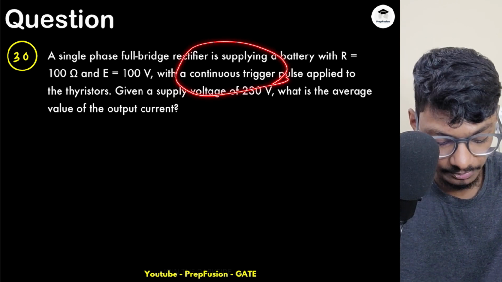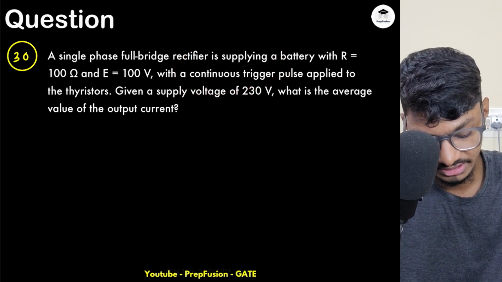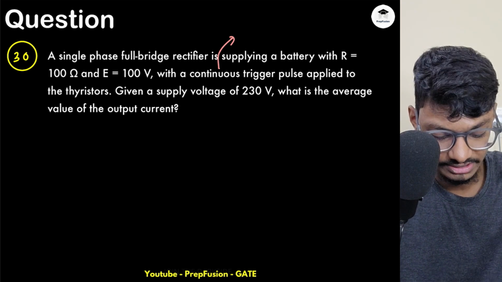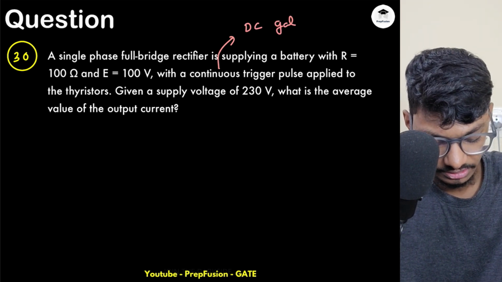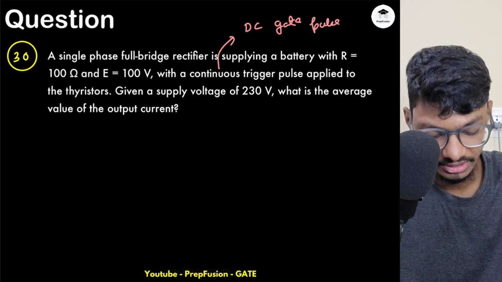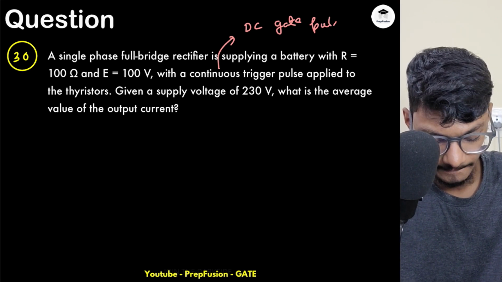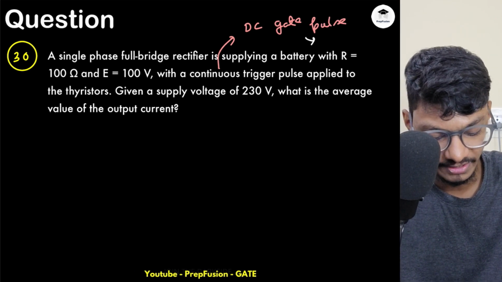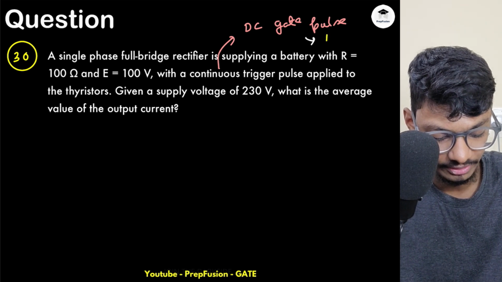If a continuous trigger pulse is getting applied, what does this mean? This means it is like a DC gate pulse. If there is a DC gate pulse, what will happen? The SCR will always be triggered. It will behave like a diode.